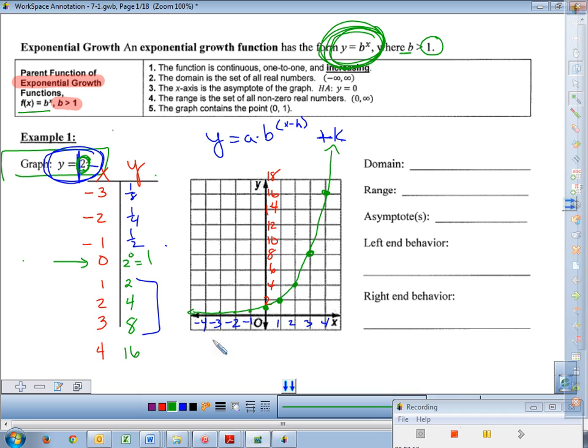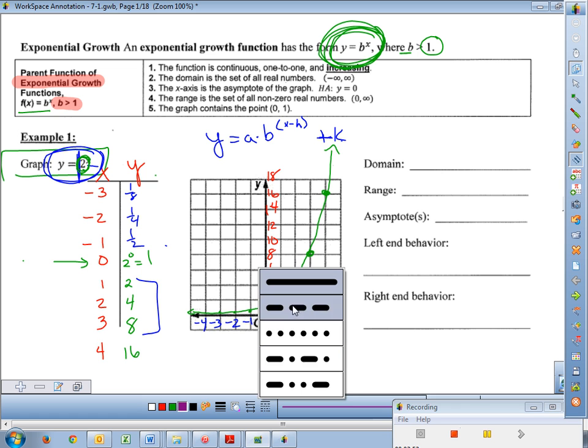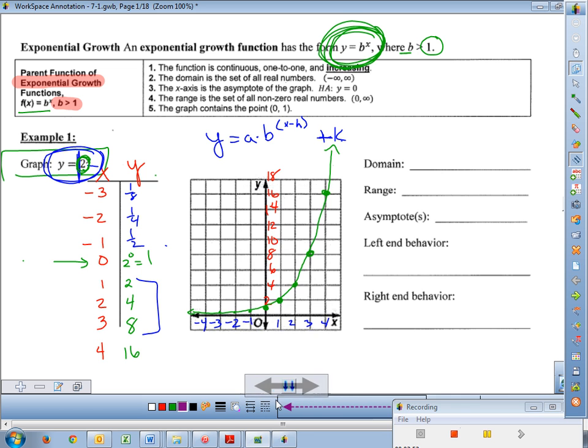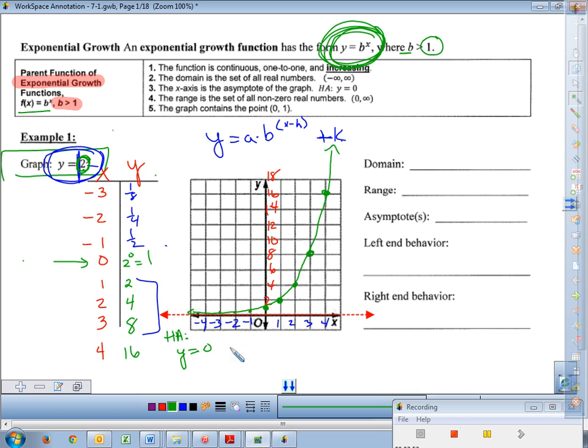But then we got to draw in an asymptote. And that's why I gave you a straight edge. Isn't our asymptote in this case at y equals 0? And what kind of asymptote is he? Horizontal, vertical, or oblique? That's a horizontal asymptote. So we want to label him HA. And where's he at? Y equals what? 0.